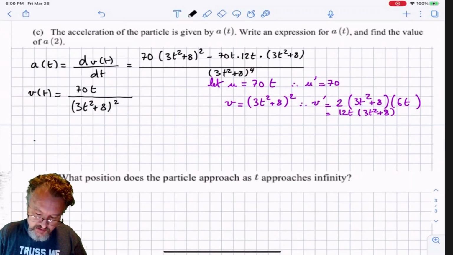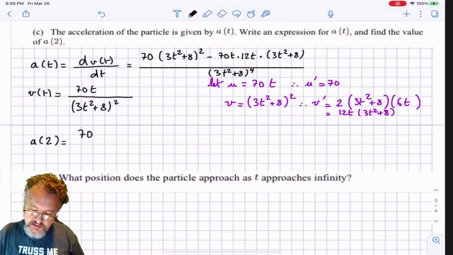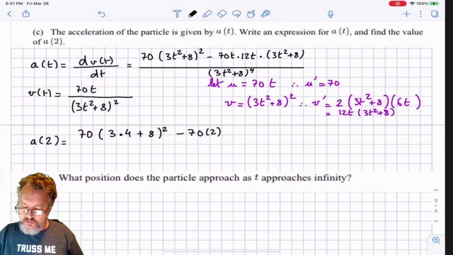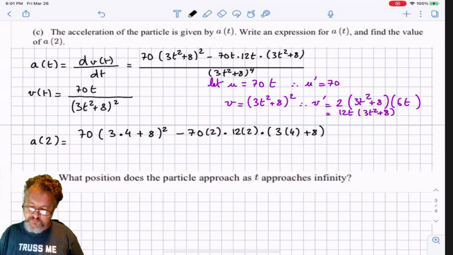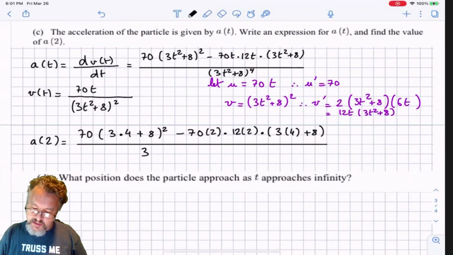So now I'm just going to calculate a at 2. So I'm going to replace in this big expression t by 2. So it's going to be 70 times 3 times 2 squared, 4, plus 8 squared, minus 70 times 2 times 12 times 2 times 3 times 4 plus 8, all over 3 times 4 plus 8, all of it exponent 4.